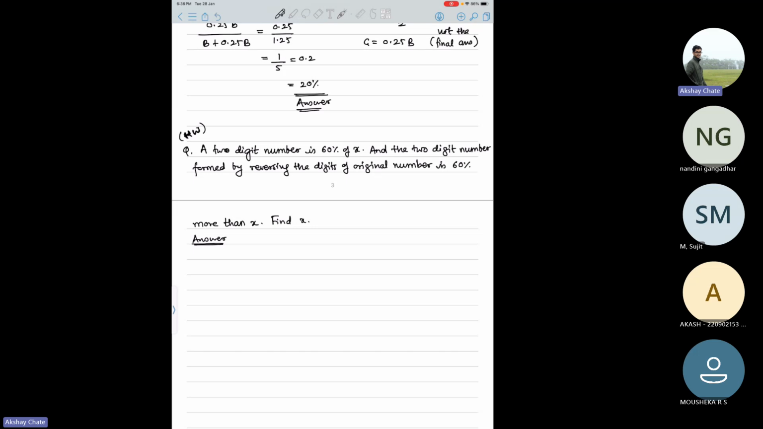So that 10A plus B is 60% of x. That is, 10A plus B is equal to 0.6x. That is your first equation. And when you reverse, you make AB into BA. In that case, your number will be 10B plus A, and that is equal to 60% more than x. So that is 1.6 times x. Okay, so we have these two equations.